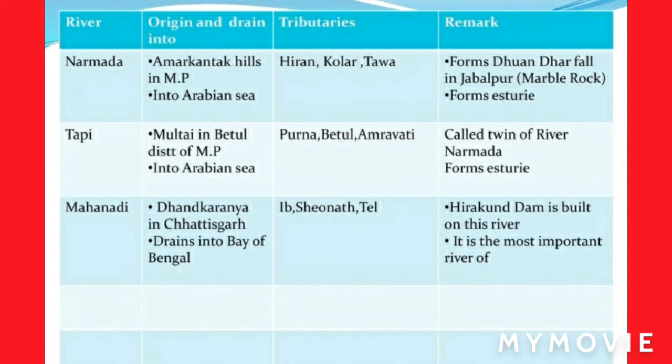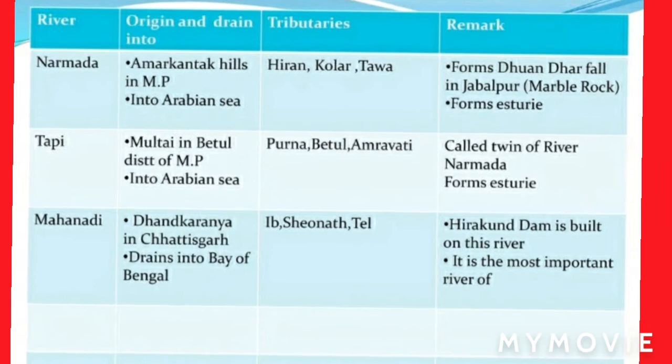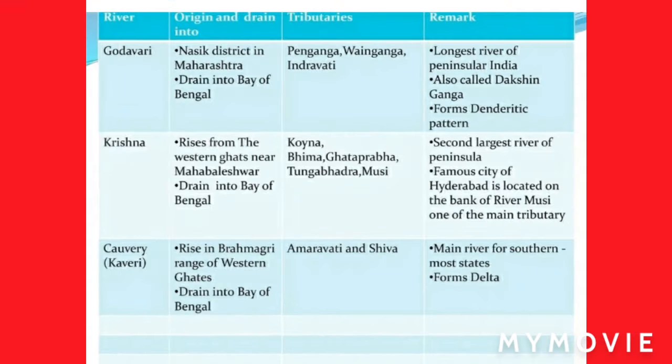Second is the Tapi river. The Tapi rises in the Satpura ranges in the Betul district of Madhya Pradesh. It also flows in a rift valley parallel to the Narmada, but it is much shorter in length. Its basin covers part of Madhya Pradesh, Gujarat and Maharashtra.